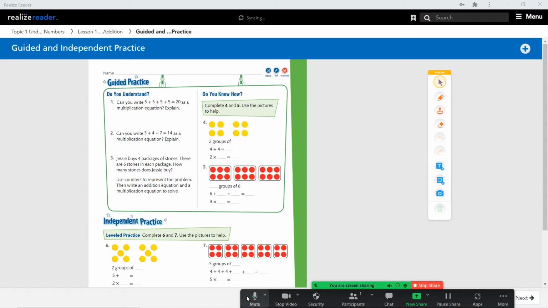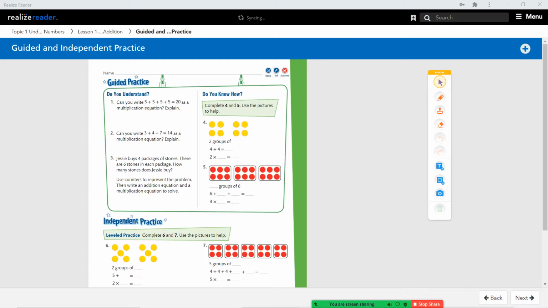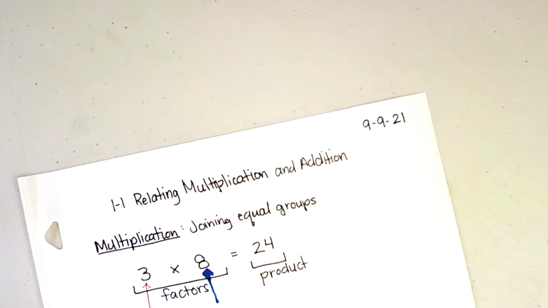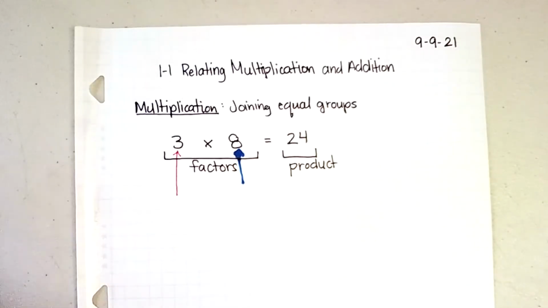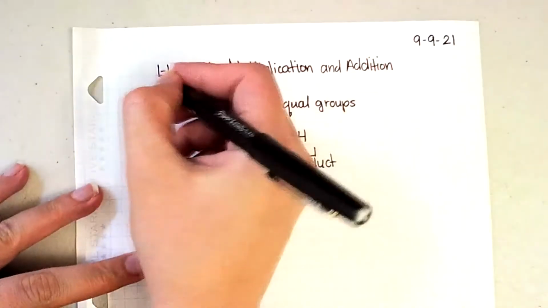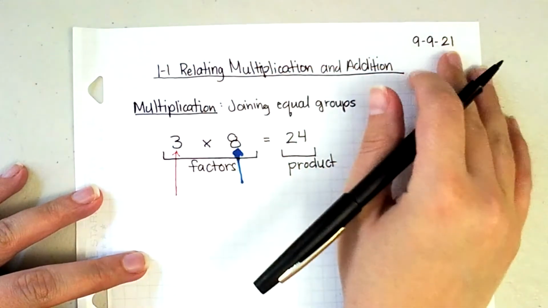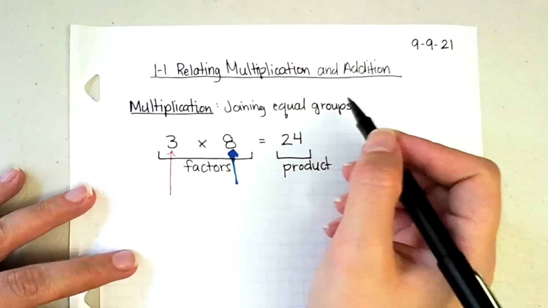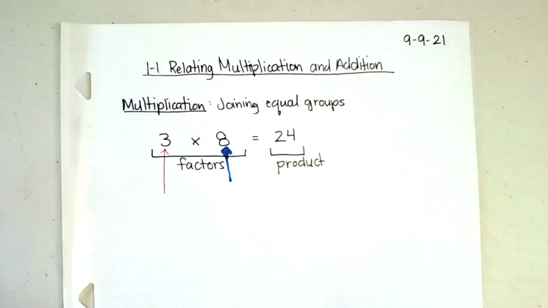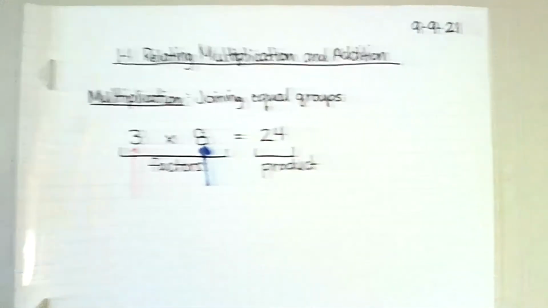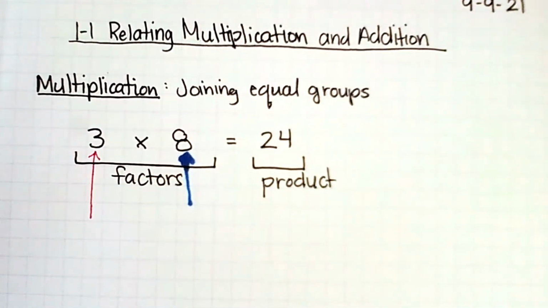All right, now that we've gone through part of the lesson together, we're going to look at some of the things we're going to write down for our notes. I'm going to share with you what I've written down while I was listening to the video. When we write down our notes, the first thing we do is put our title at the top of our page and put today's date. My title for this lesson is 1-1 relating multiplication and addition. I need to come in a little bit closer so that you get a better view of what I'm doing.